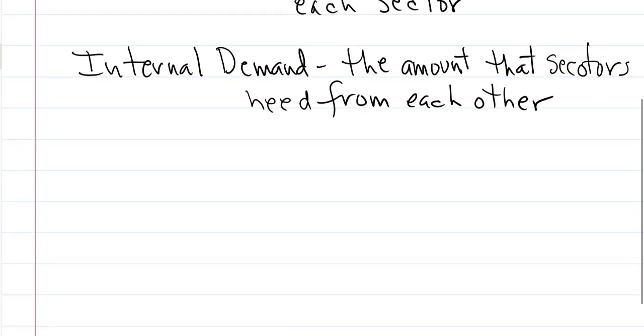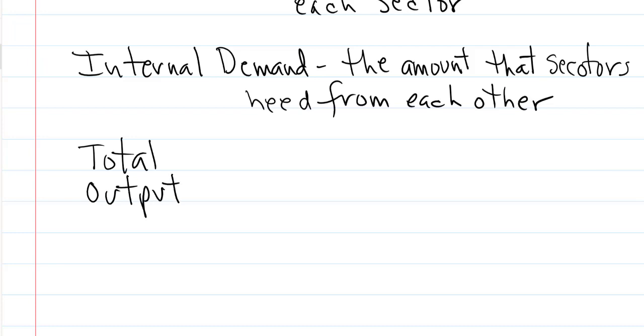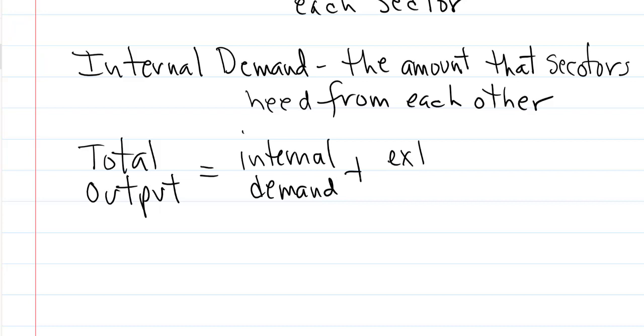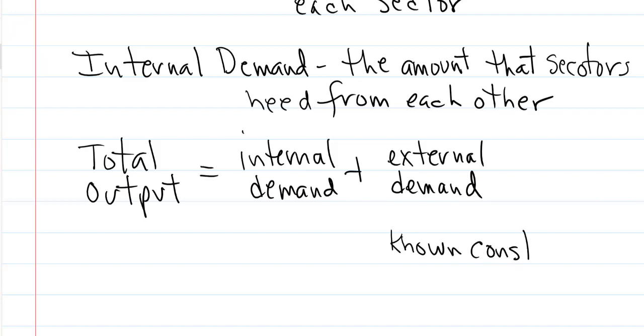And the total output is equal to the internal demand plus the external demand. The external demand is usually a known quantity. It might be based on population or records from a previous year, but it's constant. The problem is to find out how much each sector should produce in order to meet consumer demands.